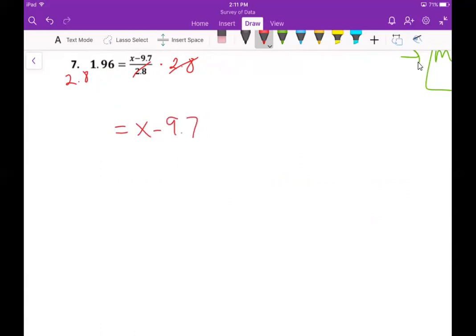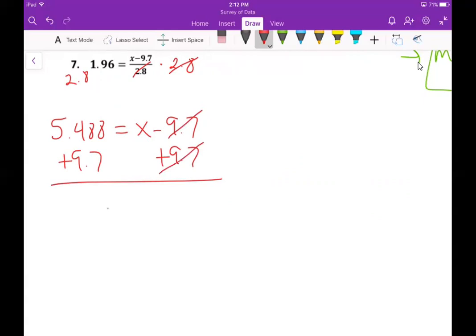Now you're probably going to need to grab a calculator to figure out what 1.96 times 2.8 is. Keep all the decimals, don't start rounding. That is 5.488. You will then be able to add still 9.7. It's being subtracted from x, so we can add to undo that subtraction. It's all right that it's decimals. We're working with them just like regular numbers. So we will then add 9.7 to 5.488, and our final answer, unrounded, will be 15.188.